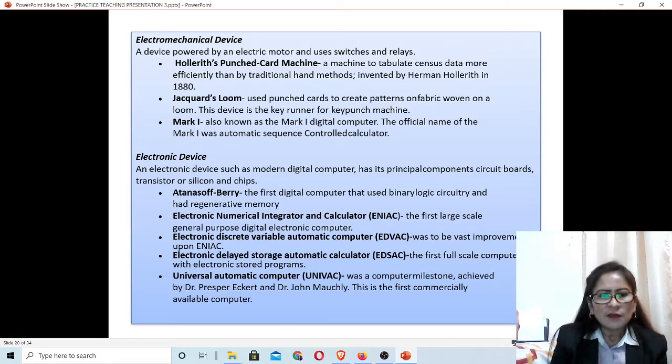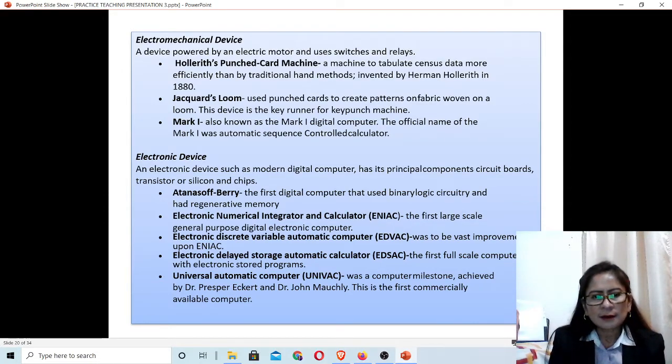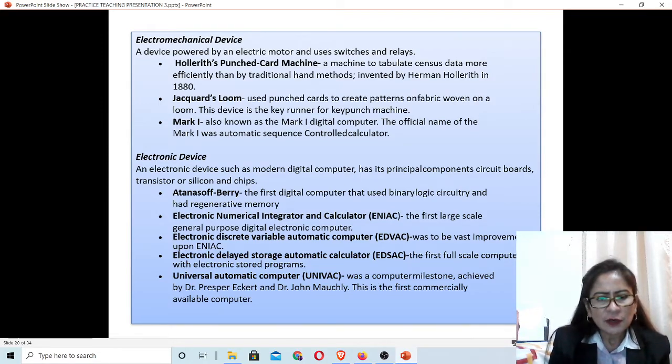EDVAC. EDVAC is the Electronic Discrete Variable Automatic Computer. It was to be a vast improvement upon ENIAC. EDSAC. EDSAC is the Electronic Delay Storage Automatic Calculator, the first full-scale computer with electronic stored programs. UNIVAC. UNIVAC is the Universal Automatic Computer. It was a computer milestone achieved by Dr. Presper Eckert and Dr. John Mauchly. This is the first commercially available computer.